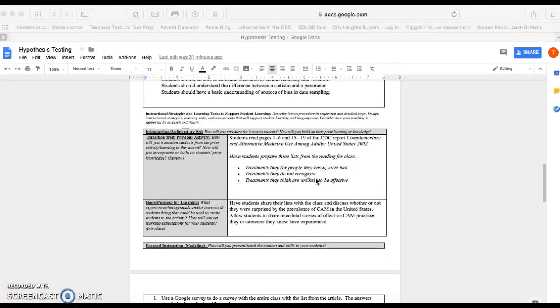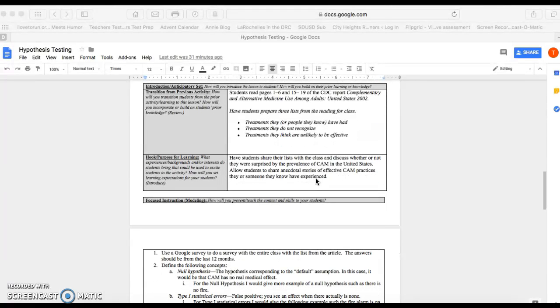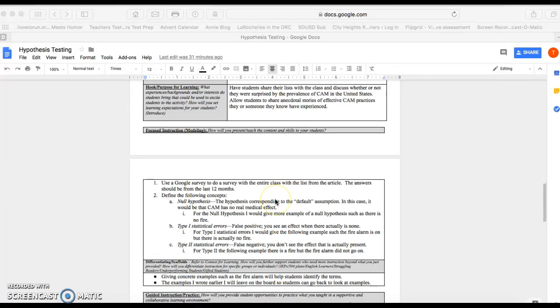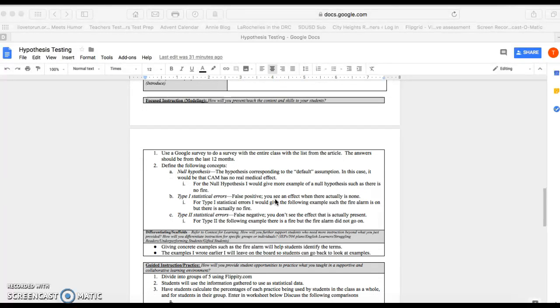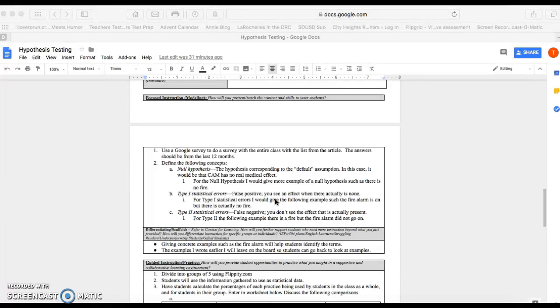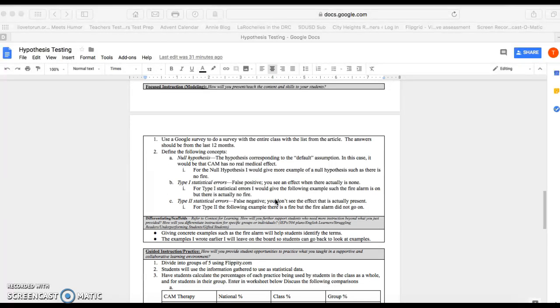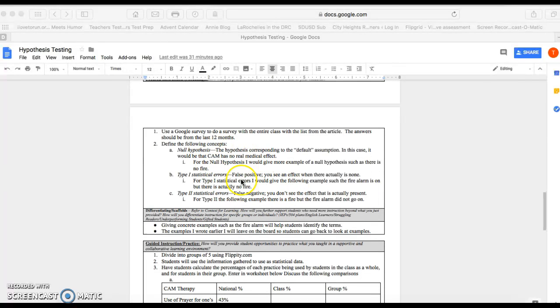For my hook and purpose, we're going to start discussing the article they read for homework. And then we're going to do a Google survey that I created in order to gather data. The linked learning curriculum had us survey our entire school, but for the purpose of this lesson, we're just going to do our class and compare it to the percentages in the nation. And then again, I'm telling them what the null hypothesis is, and type 1 and type 2 statistical errors.